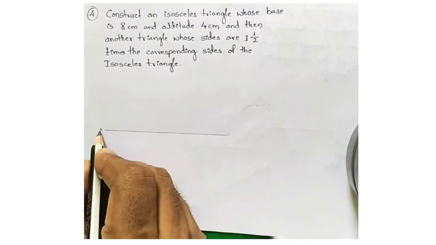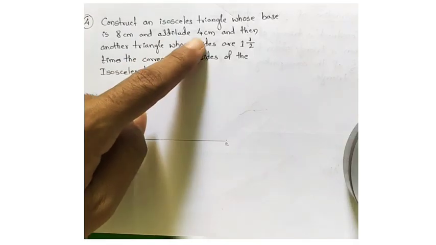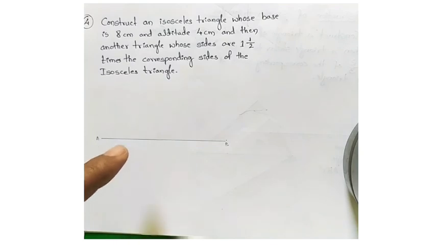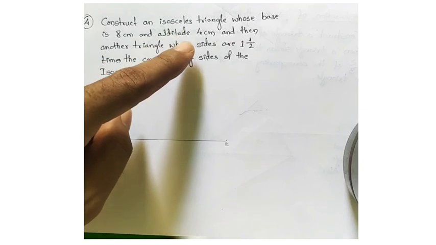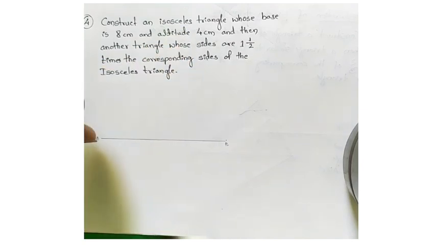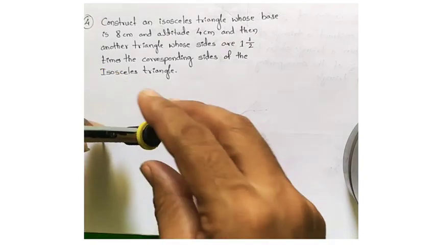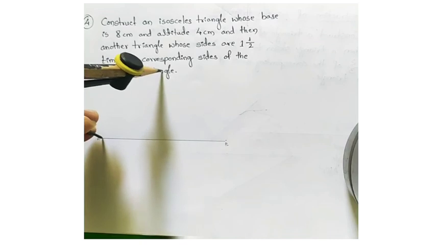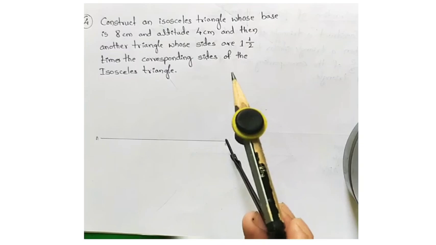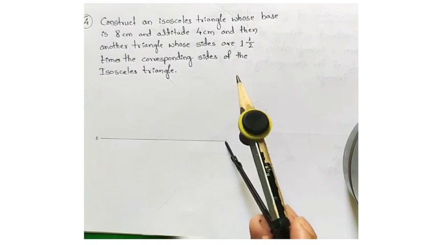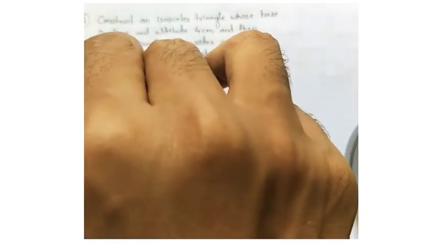Let's take AB. We need a 4 cm altitude, but we don't have the sides. So for this, what do we have to do? First draw a perpendicular. How to draw a perpendicular? By making more than half arcs from either side. So from A, take more than half and mark one arc on the upper side and lower side. Next, same arc without changing the needle, from B also cut the earlier arc.